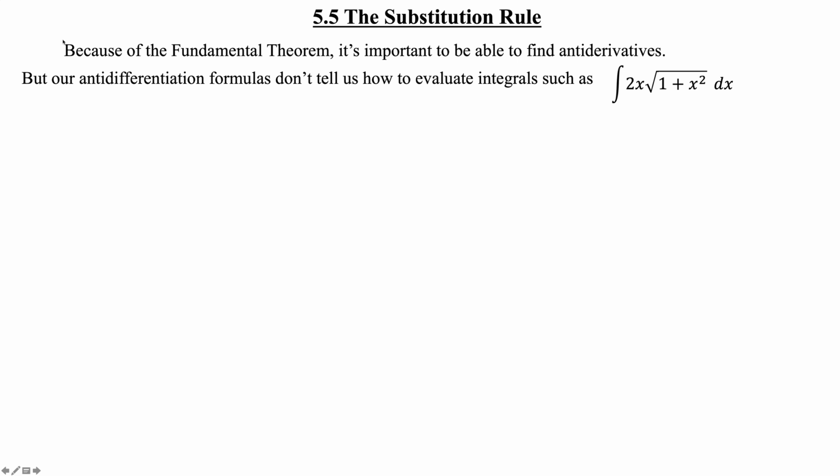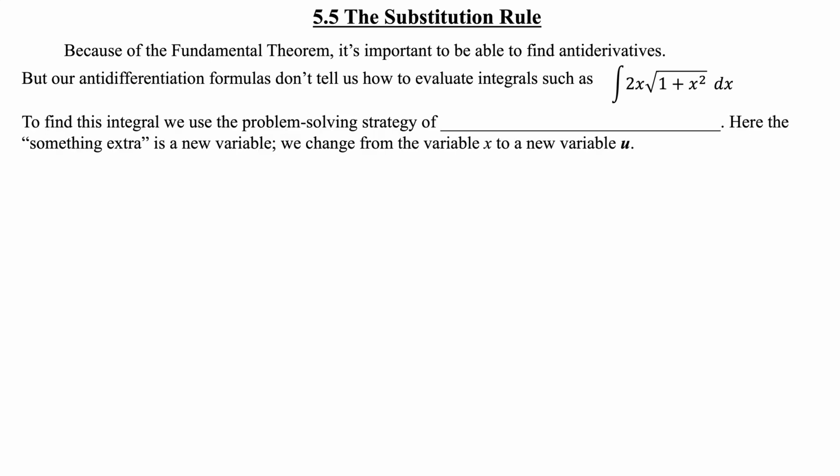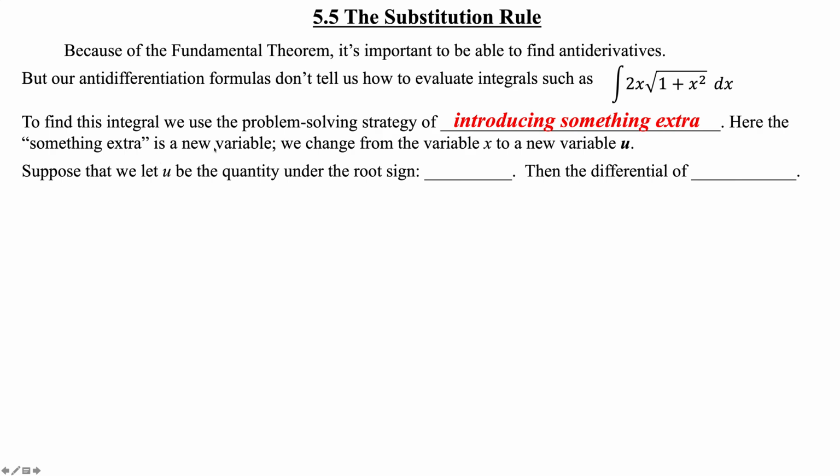The problem here is we can't distribute the 2x inside the radical. I suppose we could, but it's ugly. So to find this integral, we'll use the problem-solving strategy of introducing something extra. And here's the something extra, a new variable. We change the variable x to a new variable u.